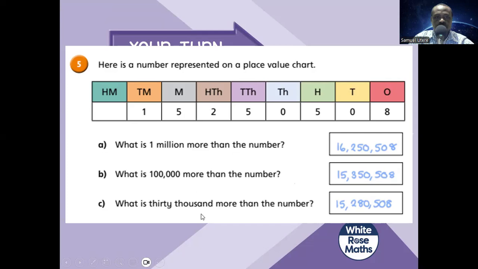And then what is 30,000 more than the number? So again, we're in the 1,000 column. So 30,000, you see, this is going to be in the tens. 30 is 3 tens. So it means we're going to need to have 3 more here. So you see, that's why it's 8. And that's different from this one.